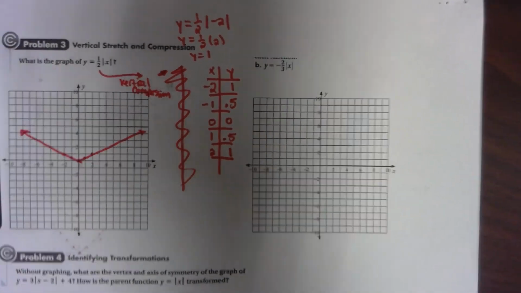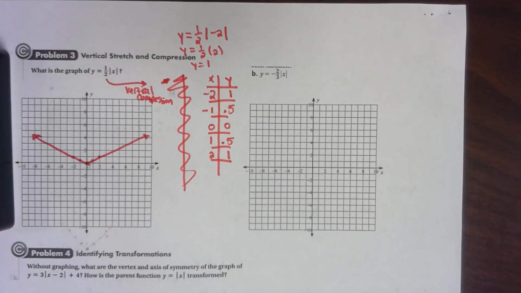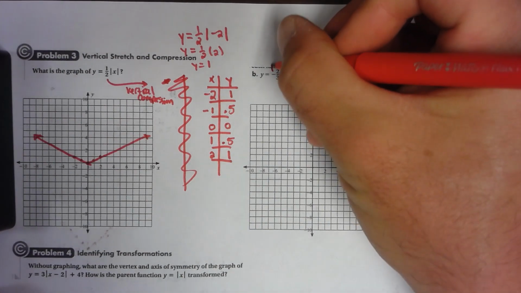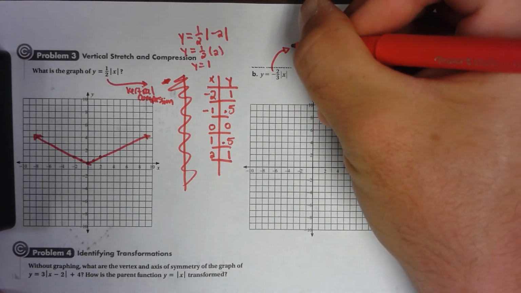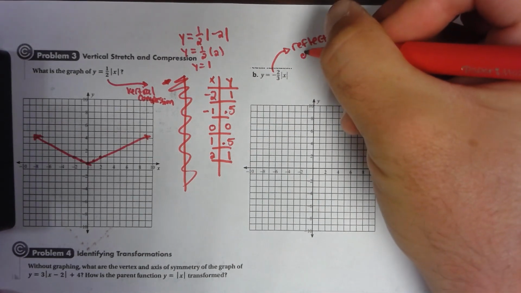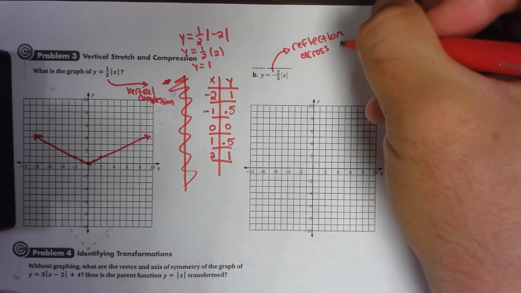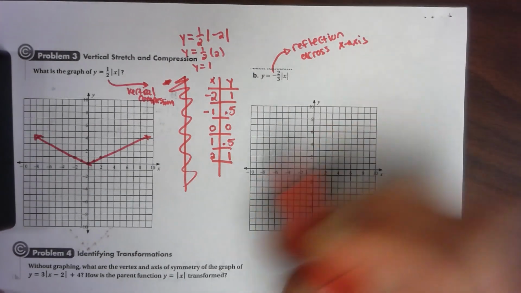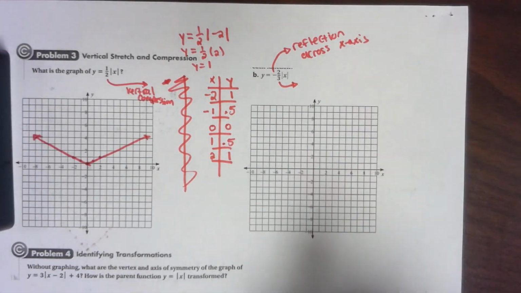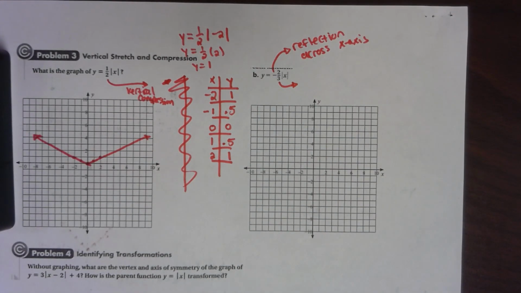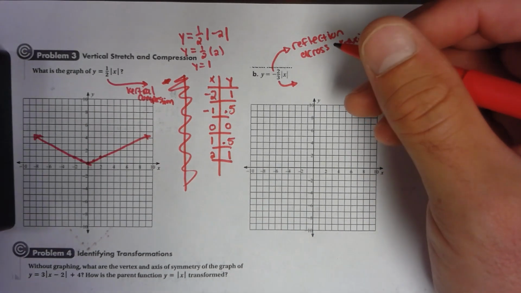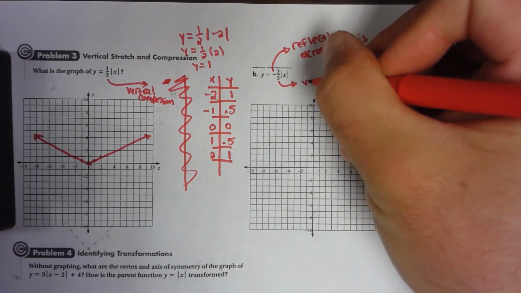All right, well, same thing in B. The difference with B is now there's actually 2 transformations here, and let's identify those first. First is negative. The negative is a reflection across the x-axis. So this is going to be an upside down V. Then the 2/3. Remember that when deciding if it's a stretch or compression, we really only take the absolute value of that number. And the absolute value of 2/3 or -2/3 is 2/3. So this again is a vertical compression.